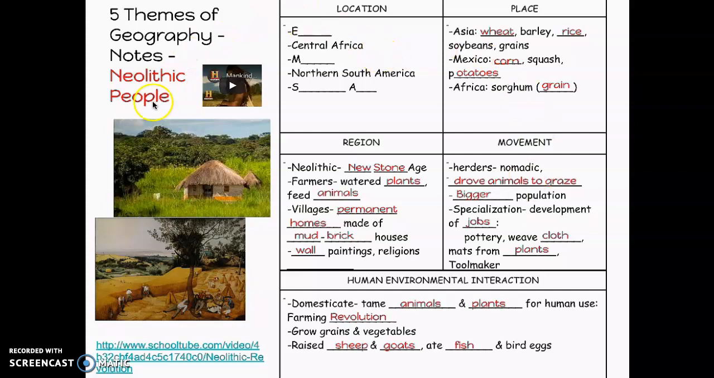So again, Neolithic people are still living in the Stone Age, that new Stone Age, but they're moving into finding new items like copper and bronze to make their tools out of. So this is at the end of the new Stone Age. We then start the Bronze Age. To fill in our notes up at the top, the location, where were these people located? In Europe, Central Africa, Mexico, South America, and then South Asia.